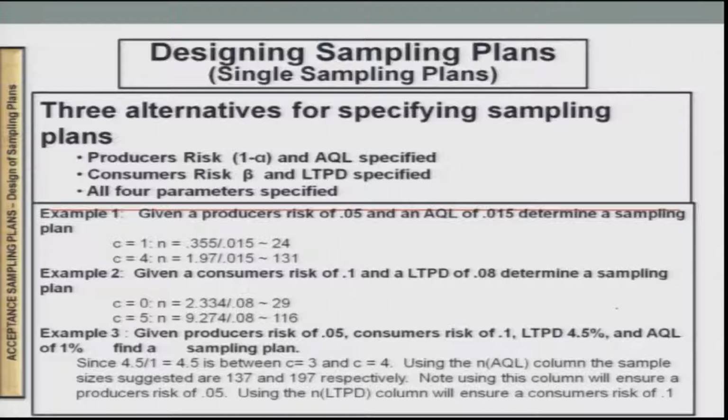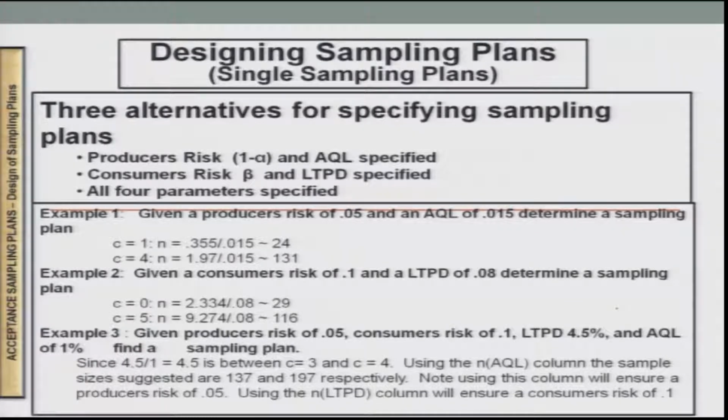That means, for the whole lot you will pick up a sample of 24, given that C value is 1. In case C is 4, then you have to basically find out the value of N, which comes out for the lot as 131. And for the second example, given a consumer risk, so initially it was the producer risk, now it is the consumer risk, and the LTPD value of 0.08, we need to determine the sampling plan.